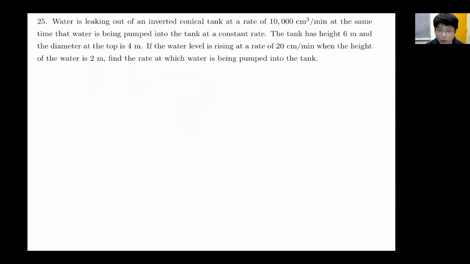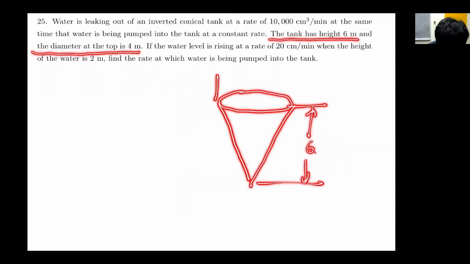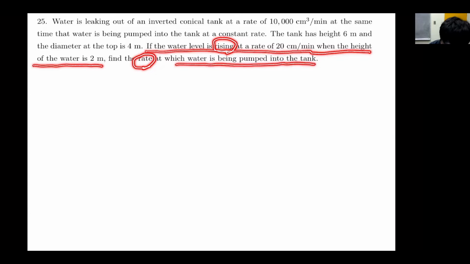Now let's look at the second sentence. We know that the tank has height 6 meters and the diameter at the top is 4 meters. So this basically means we have a cone whose height is going to be 6 and whose diameter at the top is going to be 4. So this is what the sentence tells you directly. Okay, so now the next sentence: the water level is rising at the rate of 20 centimeters per minute when the height of the water is 2 meters, and we need to find out the rate at which water is being pumped into the tank. All right, so that's what this sentence says.